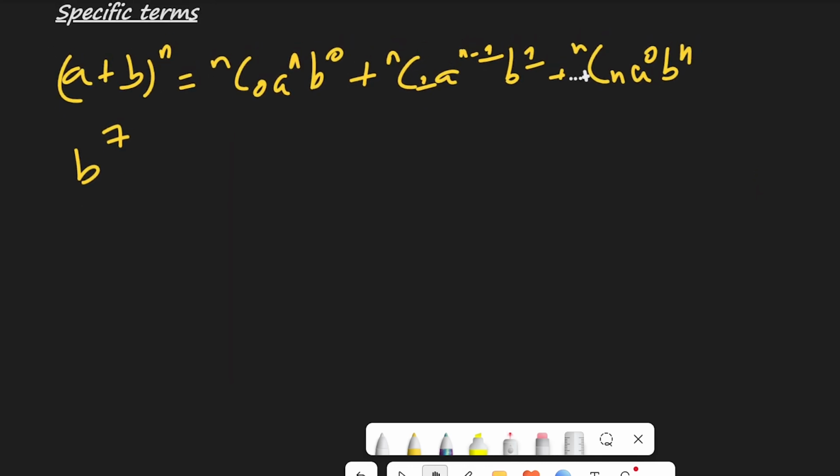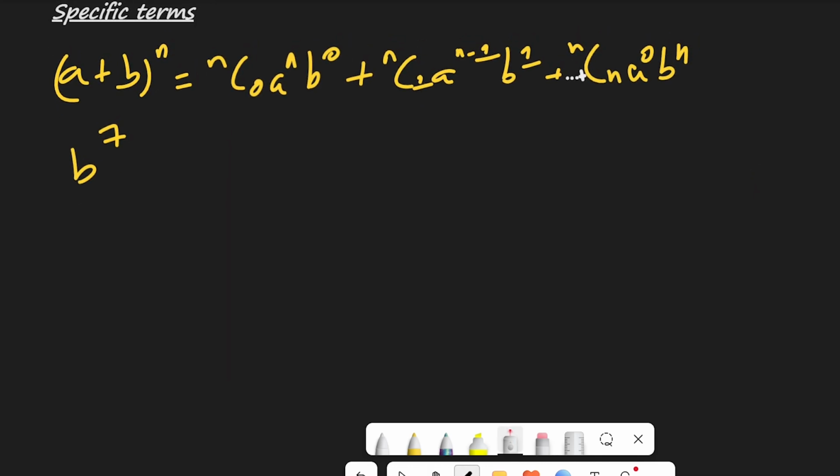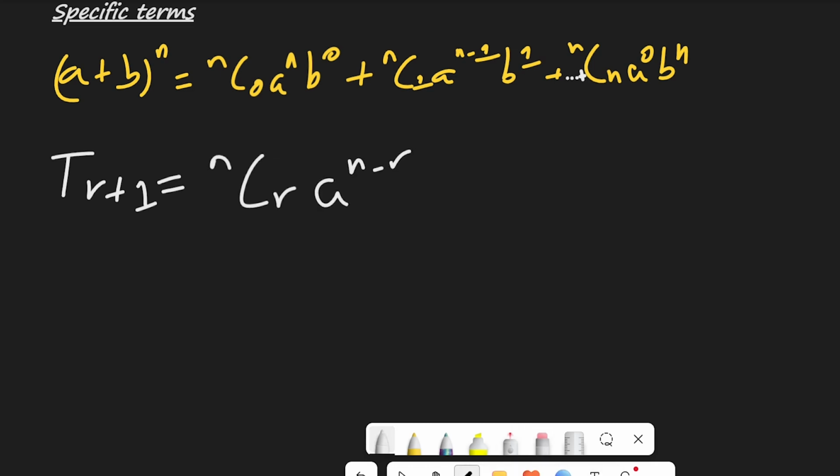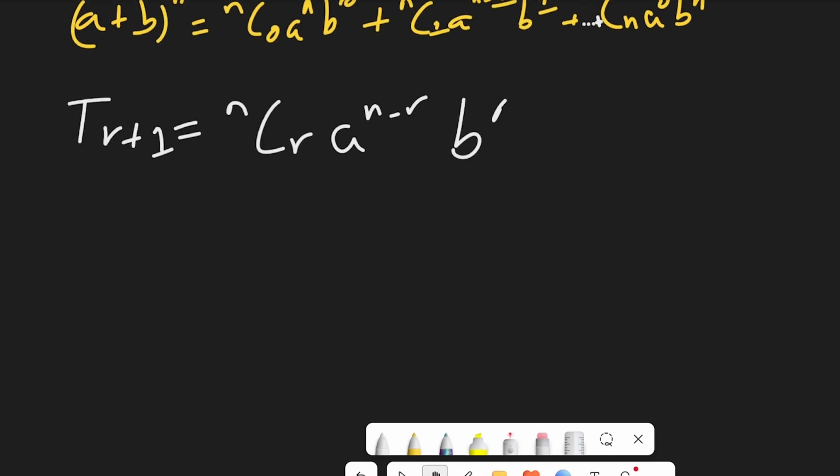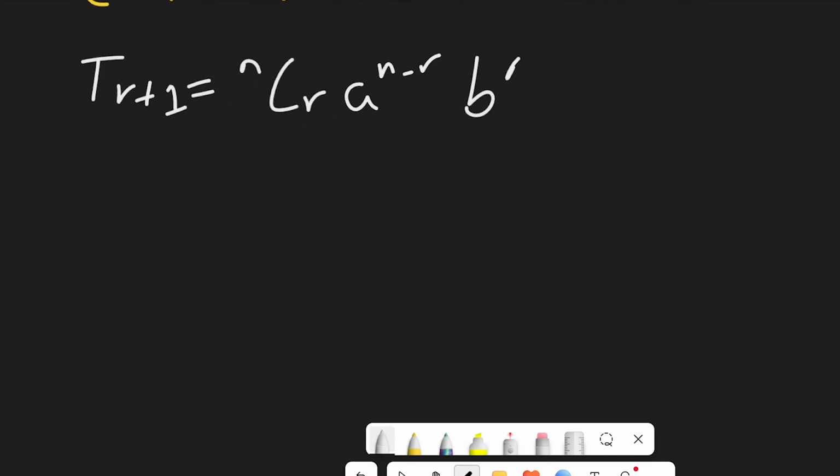But there is a formula for that, and for that you will only have to expand as much as you need. Okay, so the formula developed is T_(r+1), which means term number r plus 1, because the first term has b power 0, right? So T_(r+1) is equal to nCr a^(n-r) b^r. Okay, so this is the formula. Let's now apply this.